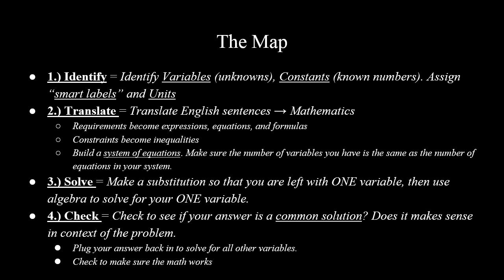And then we're going to use algebra to solve for that one variable. And then at our last step, we're going to check. What do I mean by that? Well, we want to make sure that our answer is a common solution and that it makes sense in context of the problem. So whatever variable we solve for in step 3, we're going to go back and plug that solution in to solve for all the other variables in our system of equations, and then we're going to check to make sure that the math did indeed work. So we're going to go through and break down each of these steps one by one in much more detail.